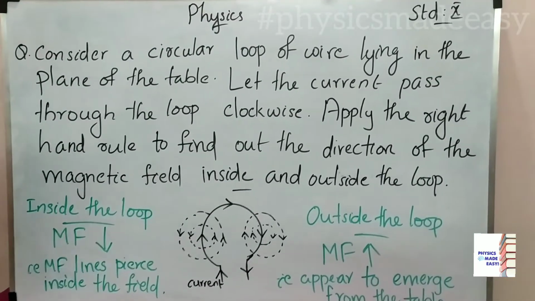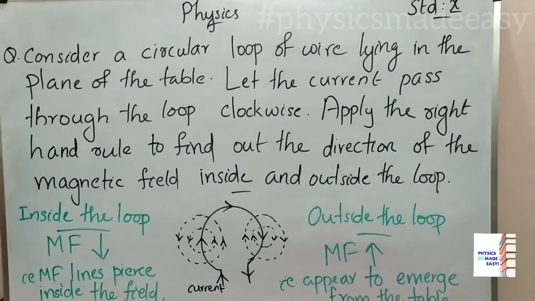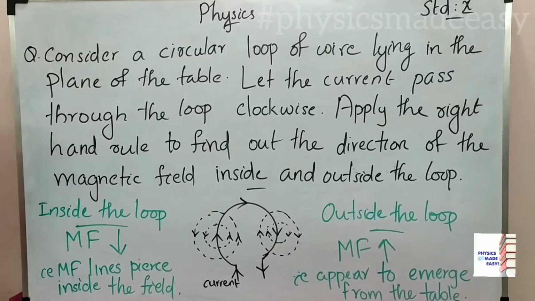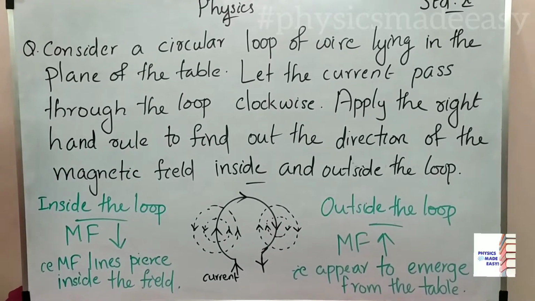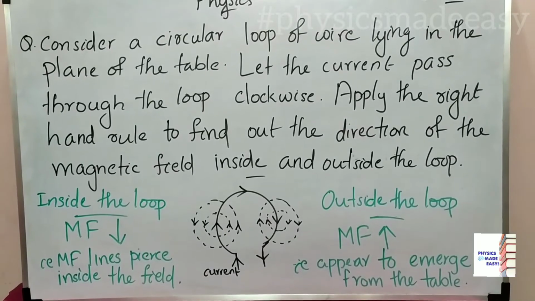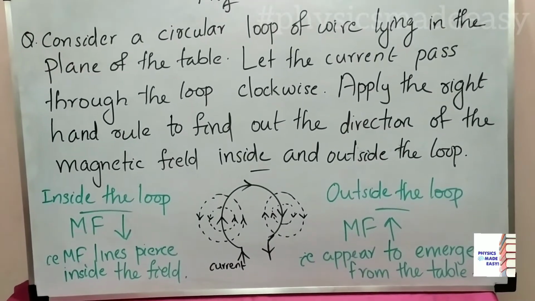Consider a circular loop of wire lying in the plane of the table. Let the current pass through the loop clockwise. Apply the right hand rule to find out the direction of the magnetic field inside and outside the loop.